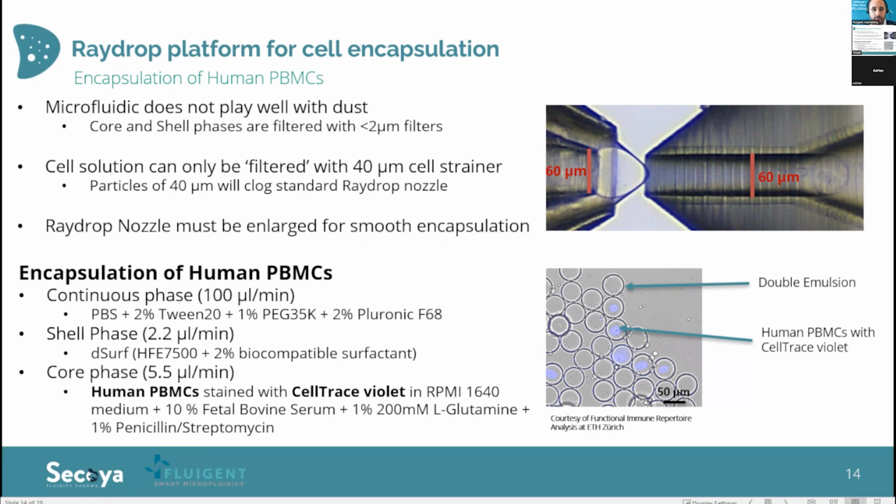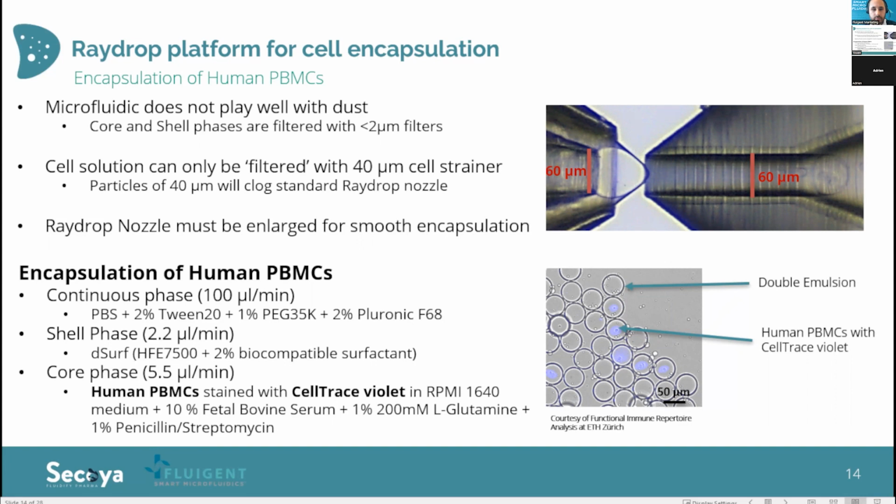The solutions for the continuous, shell and core phase are quite classical for this type of application. So we use PBS with [unclear additive] 5000 and Pluronic F68 for the continuous phase. For the shell phase, we use fluorinated oil with 2% biocompatible surfactant. And for the core phase, we had human PBMCs stained with CellTrace Violet in growth medium.